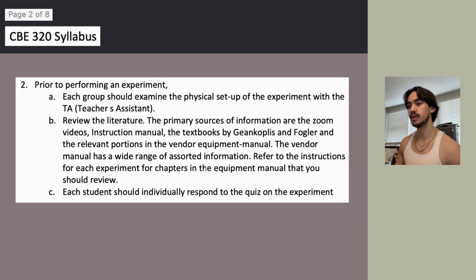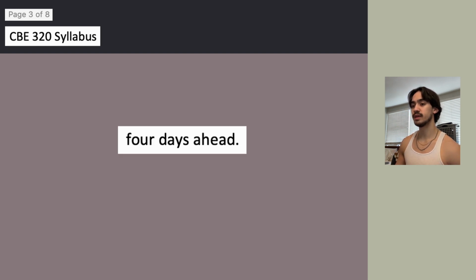2. Prior to performing an experiment, A. Each student should examine the physical setup of the experiment with the TA, the teacher's assistant. B. Review the literature. The primary sources of information are the Zoom videos, instruction manuals, the textbooks by Kapoor and Folger, and the relevant portions in the vendor equipment manual. The vendor manual has a wide range of assorted information. Refer to the instructions for each experiment for chapters in the equipment manual that you should review. C. Each student should individually respond to the quiz on the experiment 4 days ahead.